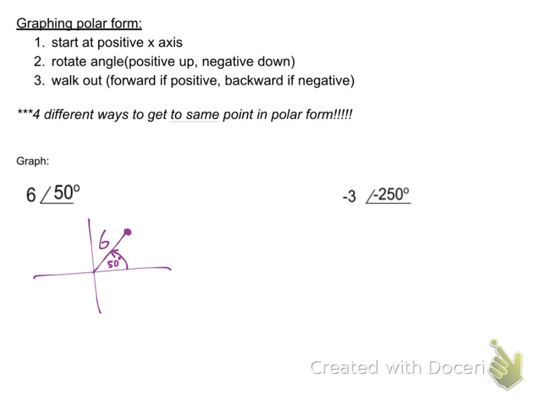The next problem, I have to turn a negative 250, which means I go backwards around the circle, and then eventually I have to walk backwards. So be careful. When it's a positive radius, you walk forwards. Negative radius, you walk backwards. All a recap of things that we have done. Yes?